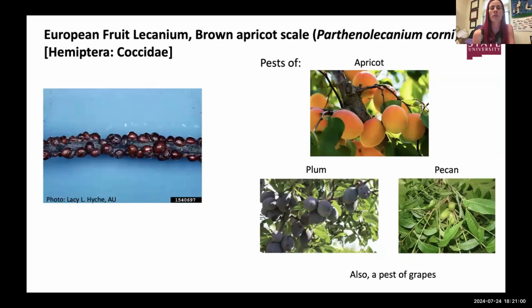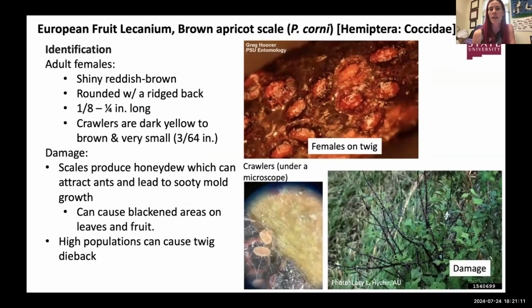Next up, brown apricot scale. These are pests for a variety of plants. The ones that I've had sent in have been on apricot, plum, and pecan, but they can be a pest of grapes as well. As with any scale insect, the crawlers are those little tiny insects that are crawling around and the ones that you're going to target.